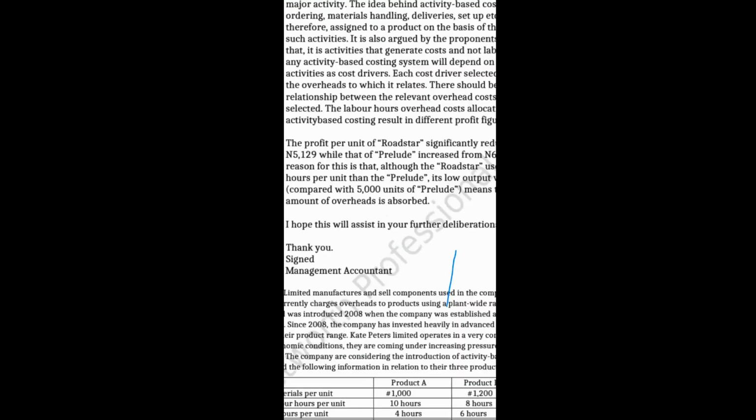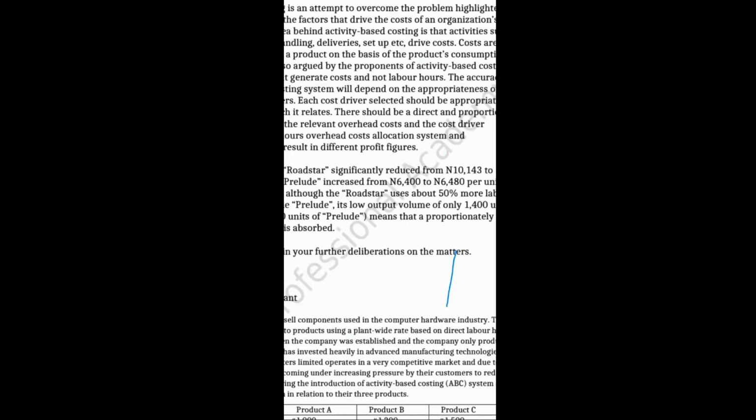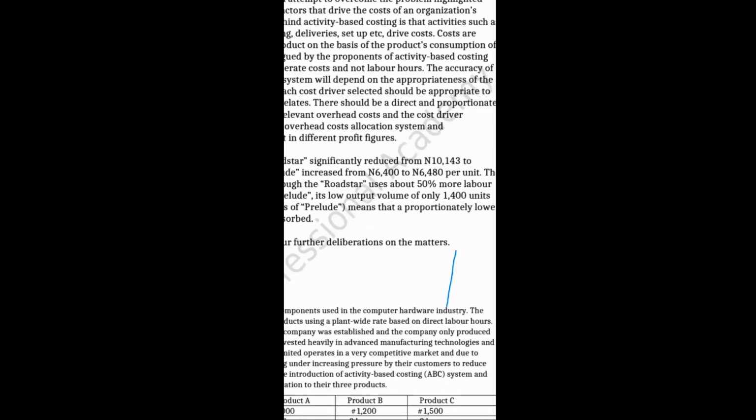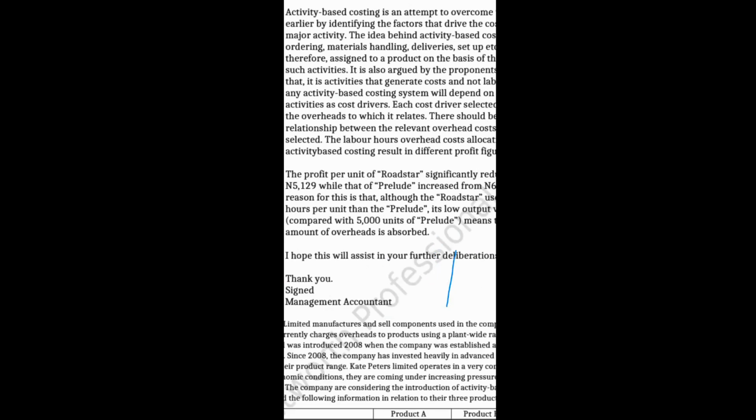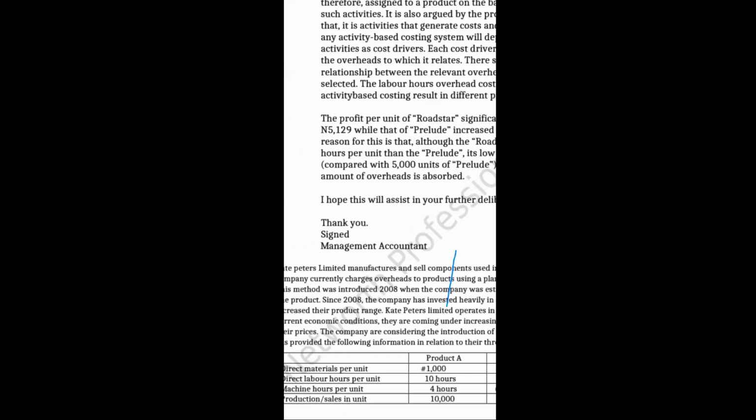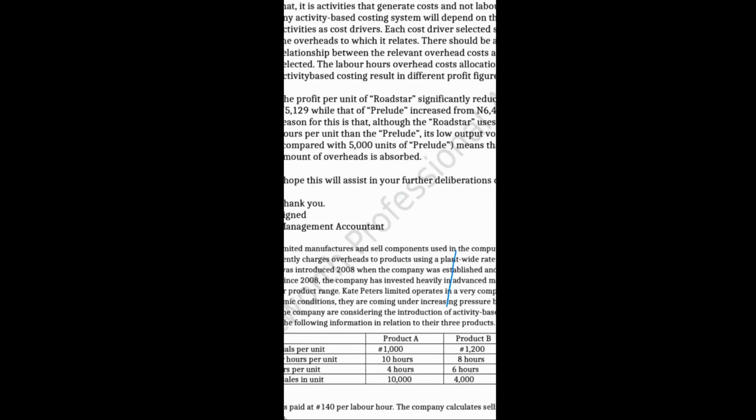The profit per unit of roster significantly reduced from 10,000. Now, look at the importance of having your figures per unit. I'm not saying you cannot do total, but when you are doing your reports, you are going to need units to explain. Now, look at the second paragraph. The profit per unit of roster significantly reduced from 10,143 naira to 5,290, while that of Prelude increased from 6,400 to 6,480 per unit.